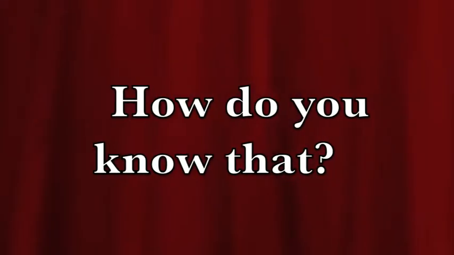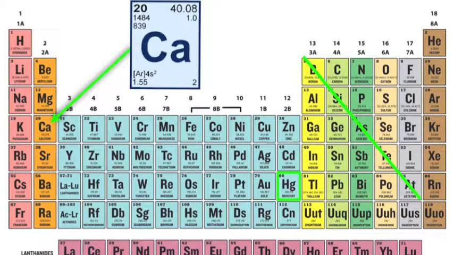How do you know that? Well, most elements to the left of the green line, running from boron to astatine, are metals. Calcium is on the far left side of the periodic table and is in the alkaline earth metal family, so we know it's a metal. Aside from mercury, highlighted in green, all metals are solids at room temperature.